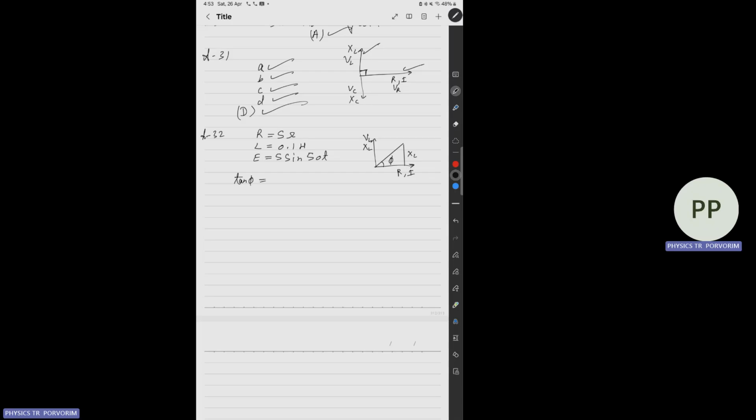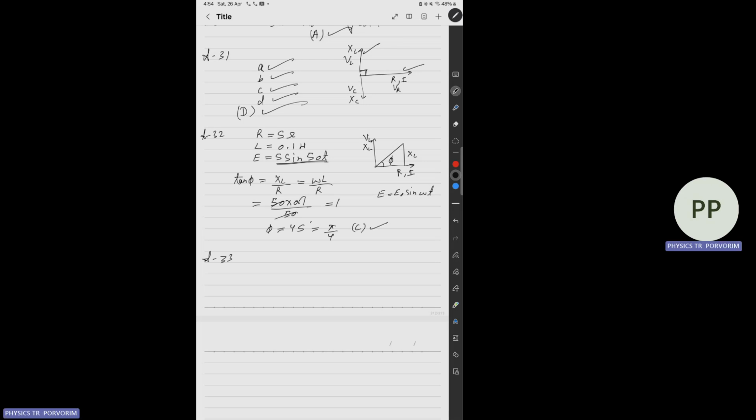So we can apply tan phi here. So tan phi is what? Perpendicular upon base. Perpendicular is XL and base is R. XL is omega L, divided by R. So what is omega? The general equation is E equals E naught sine omega t. When we compare with the general equation, omega comes out to be 50. So 50 into 0.1 divided by R. R is 5. So it will be 50 over 50, so tan phi is equal to 1, which means phi is 45 degrees. In radians, it is pi by 4. So the correct option is C.